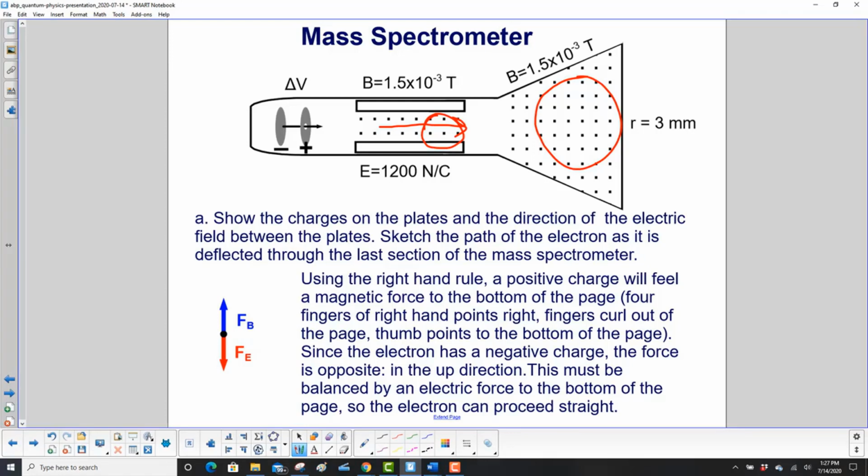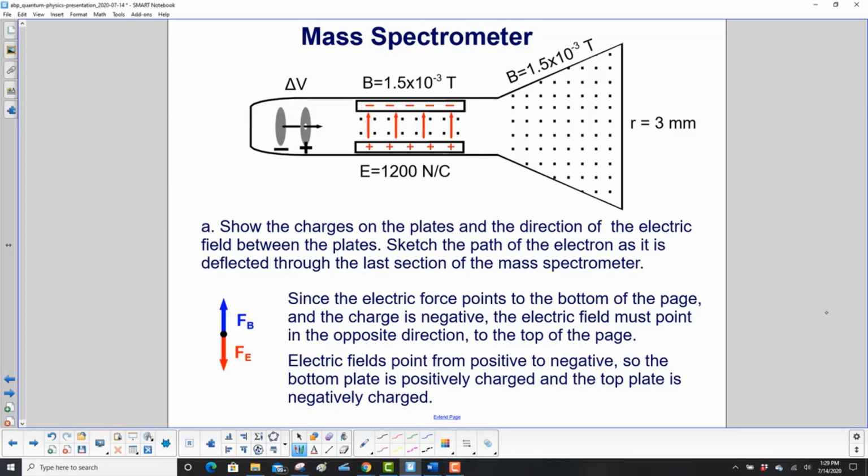Since the electron has a negative charge, the force is opposite. It is in the up direction, so that's what we draw. There's our magnetic force, which has to be in the up direction. This must be balanced by an electric force to the bottom of the page, so the electron can go straight through. So here's our free body diagram.